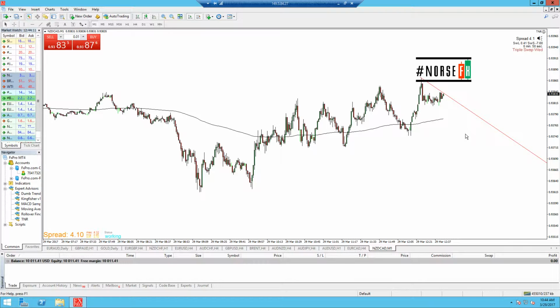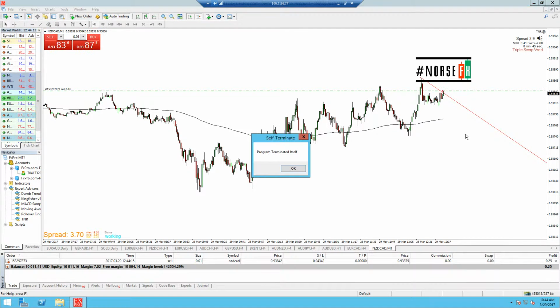Let's see if this trade triggers. Here we go, the EA now sold NZD CAD for us, and the execution is at market. As soon as the EA touched this trend line, it sold, it placed the stop loss, and then the program terminated itself.